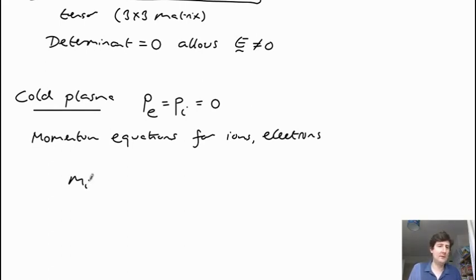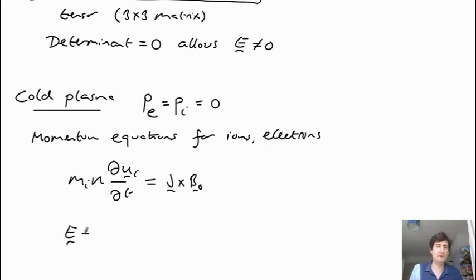The only equations we need to solve are the momentum equations for the ions and electrons. So we have the ion mass times n, and the change in the ion flow velocity, and this is just J cross B. We can assume small fluctuations in B, so just have the perturbed J. This is a vector U, so that's for the ions. And then for the electrons, you just have Ohm's law, again with no pressure term.